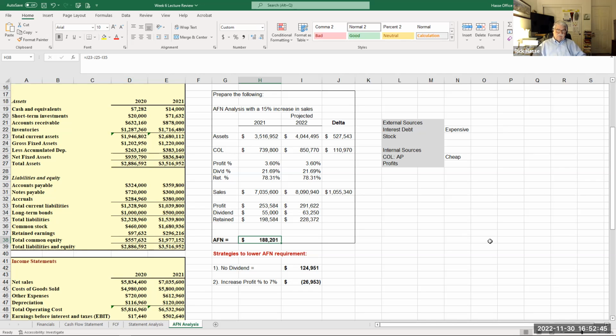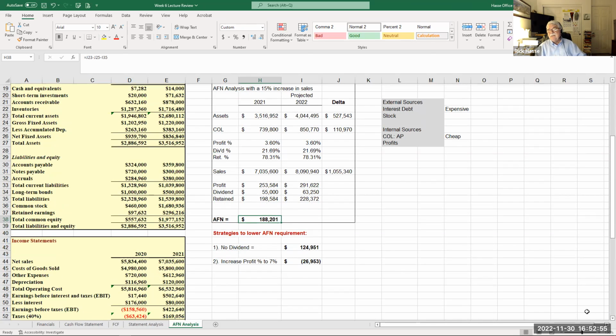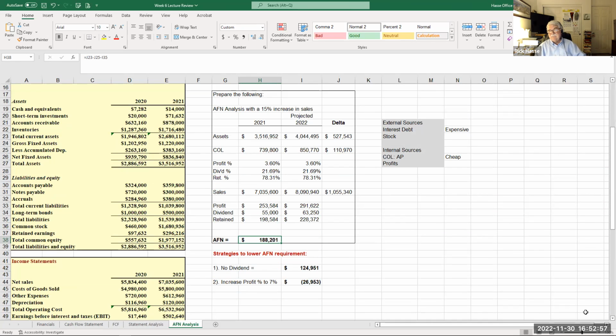That's the strategic decision that this company has to make for 2022 if they want to increase their business by 15%. They've got to go out and find new money. And that's the bottom line. Can they do that? But then there are different strategies that you can use.